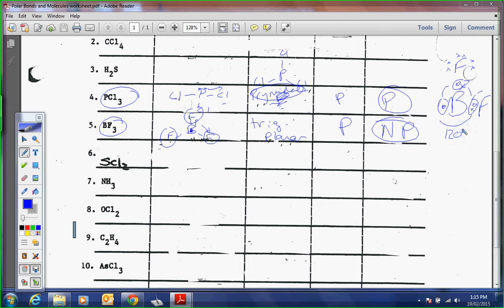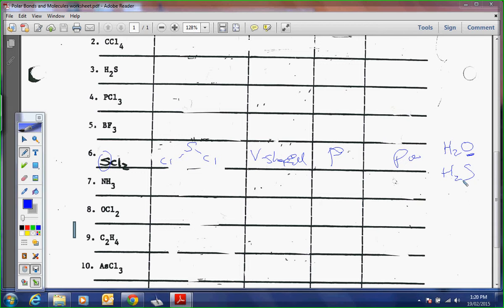Okay, the next one is V-shaped. So S, Cl, Cl, V-shaped. Polar, non-polar bonds? Polar, non-polar molecule? Are you getting the hint that every O and S in group 6 is V-shaped, and they are therefore going to be polar? So H2O was polar.